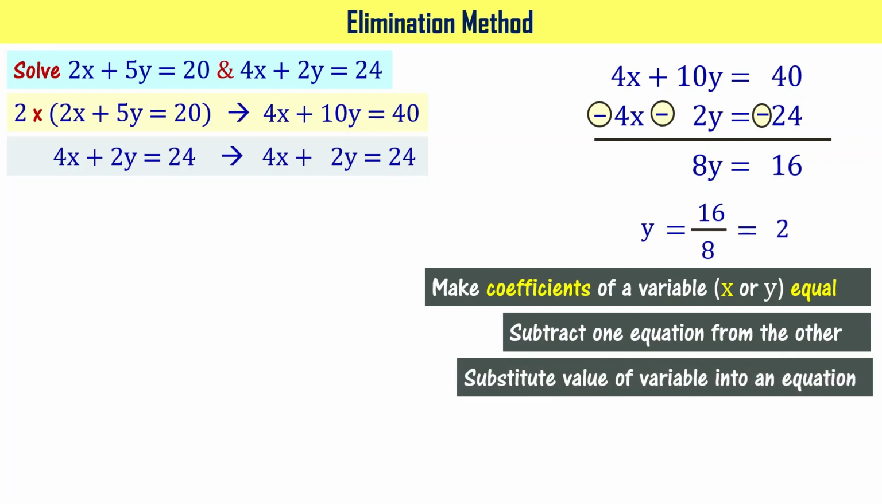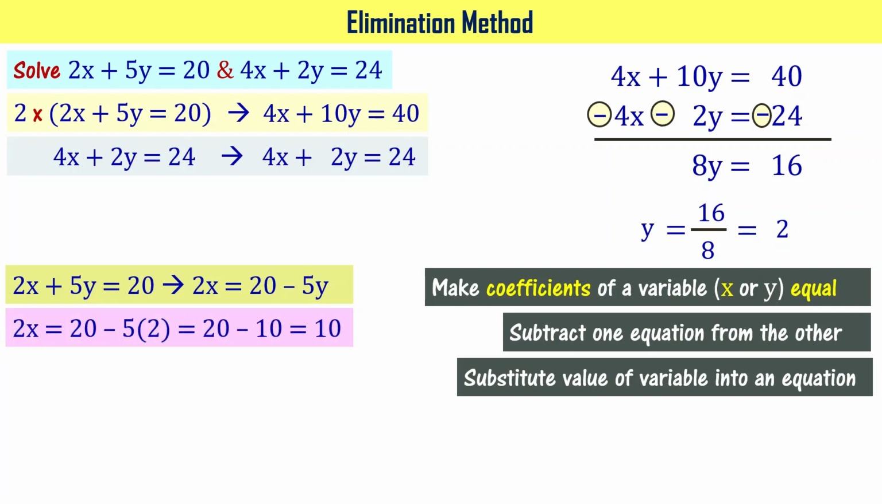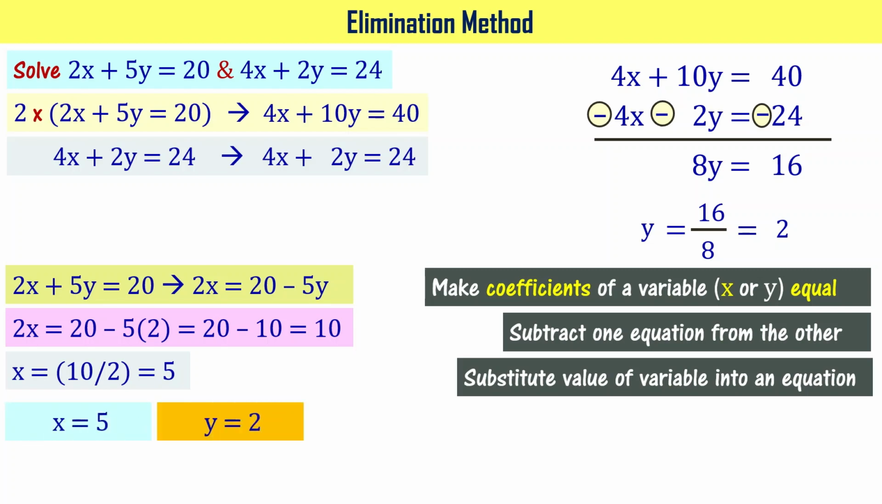The third step involved is we have to substitute the value of y now into an equation. Let me consider 2x plus 5y equal to 20 and rearrange that such that it can be written as 2x equal to 20 minus 5y. Now let's substitute y equal to 2 into this equation so that you can get 2x equal to 20 minus 5 times 2, that is equal to 10, right? Since 2x equal to 10, we can say x equal to 5. Now x equal to 5 and y equal to 2 is the solution for given pair of linear equations in two variables. Those are 2x plus 5y equal to 20 and 4x plus 2y equal to 24, right?